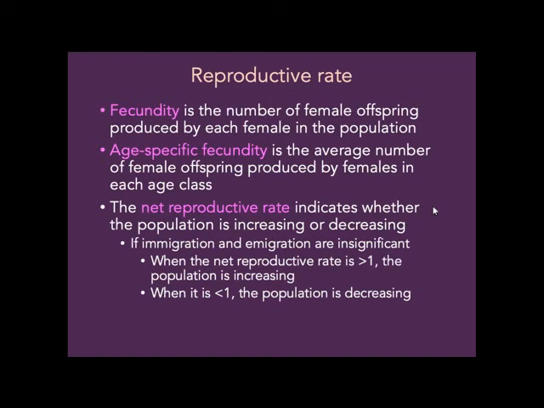The net reproductive rate is what we use to indicate whether a population is increasing or decreasing in size. If immigration and emigration are not a significant source of population change, then you would presume that if the net reproductive rate is greater than one, meaning each female is having more than one female, then the population size is increasing. When the net reproductive rate is less than one, meaning each female is producing less than one female, then the population size is decreasing.